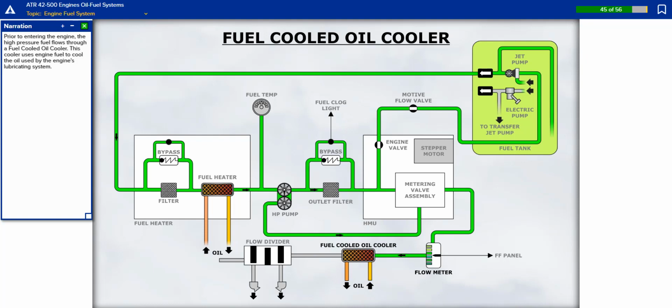Prior to entering the engine, the high-pressure fuel flows through a fuel-cooled oil cooler. This cooler uses engine fuel to cool the oil used by the engine's lubricating system. After the fuel-cooled oil cooler, the fuel flows through a flow divider which supplies fuel to the engine fuel nozzles.